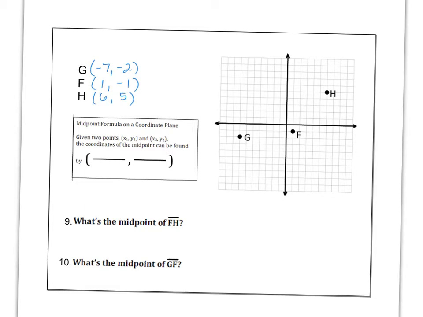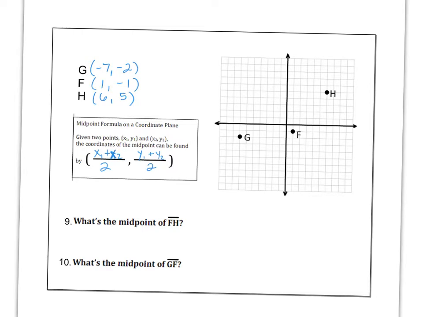Now we're going to work on finding the midpoint between 2 points that are not on a number line, but are on a coordinate plane. But it works kind of the same. And so what you're going to do is you're going to find the average of the x values and divide by 2, or add them together, divide by 2, and then you're going to find the average of the y values. So add them together, divide by 2. So basically you add your x's, divide by 2, and then you add your y's and divide by 2.